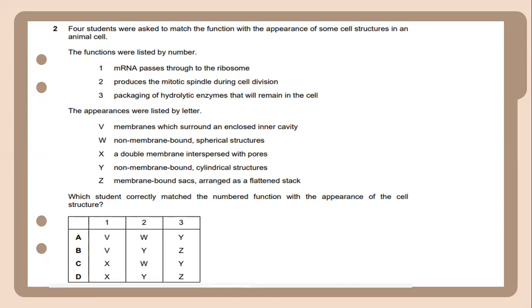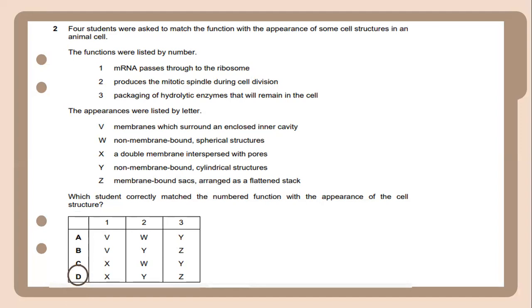V represents a membrane which surrounds and encloses an inner cavity. W represents non-membrane bound spherical structures. X is a double membrane interspersed with pores, Y represents a non-membrane bound cylindrical structure, and Z is a membrane bound sac arranged as a flattened stack. Which student correctly matched the functions with the appearance of the cell structure?